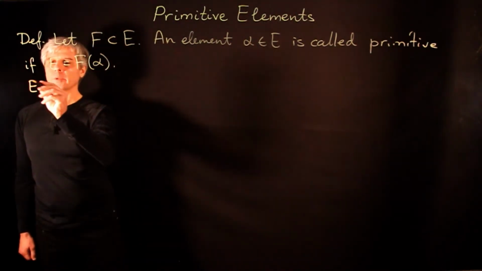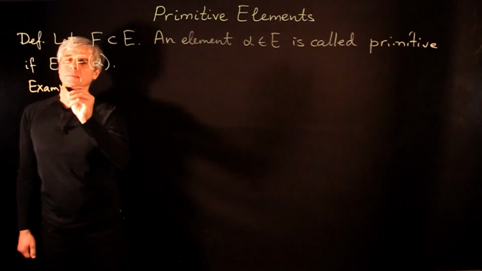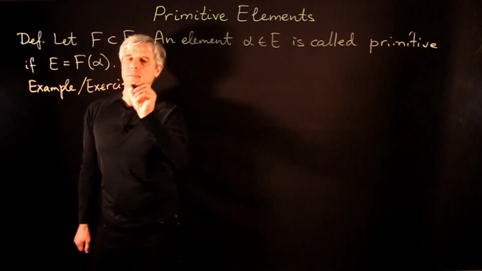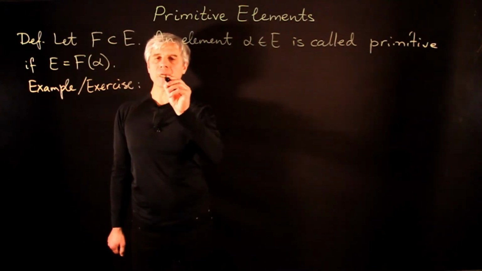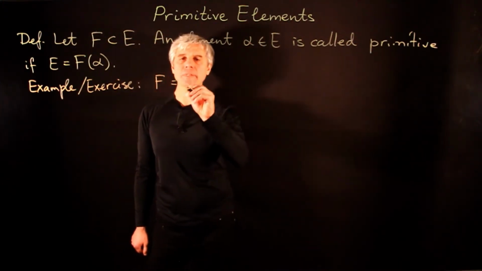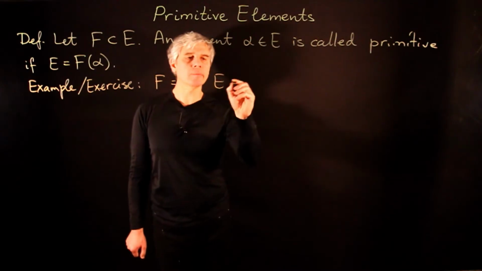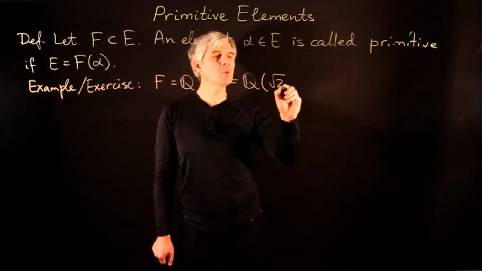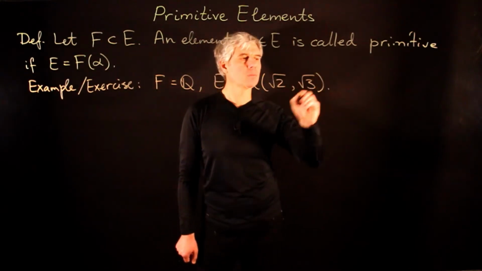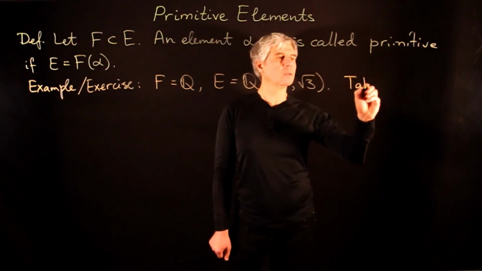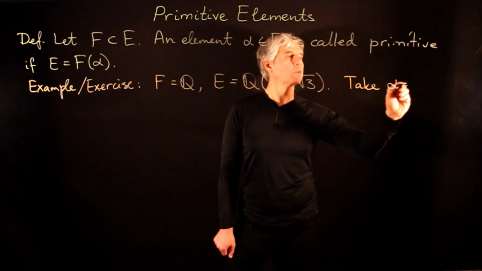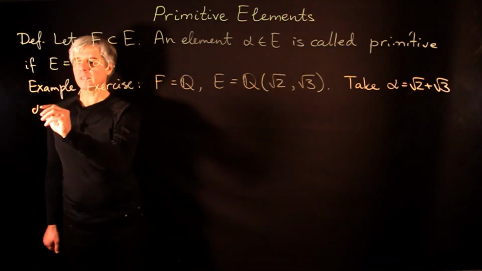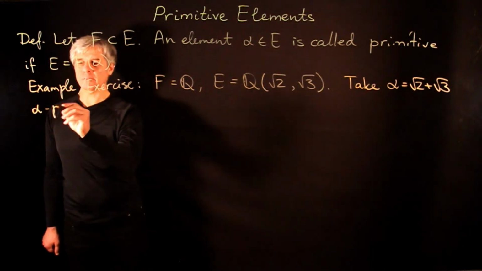Let's consider the following example/exercise. Take F to be the field of rational numbers and let E be its extension, where we adjoin root of 2 and root of 3. Take alpha to be square root of 2 plus square root of 3. We claim that this element alpha is primitive.